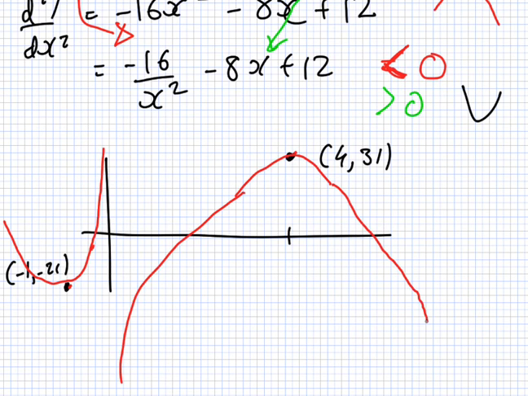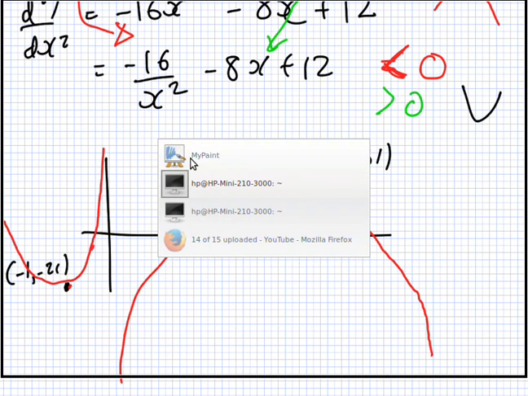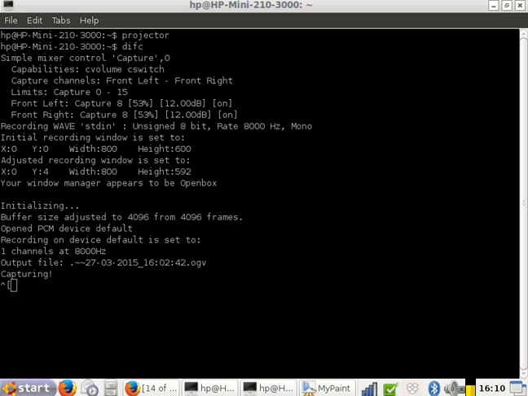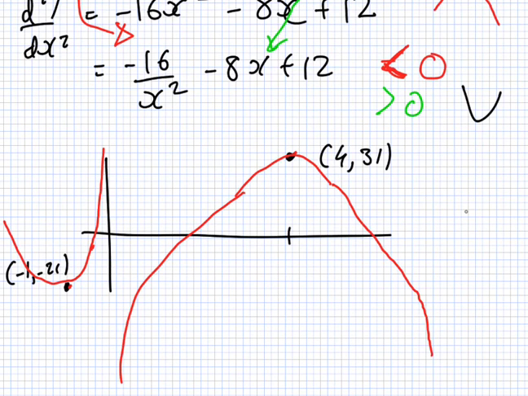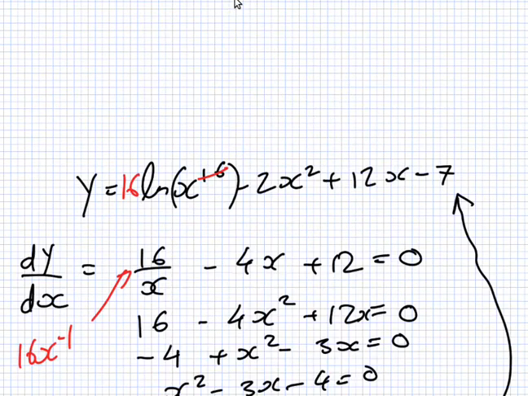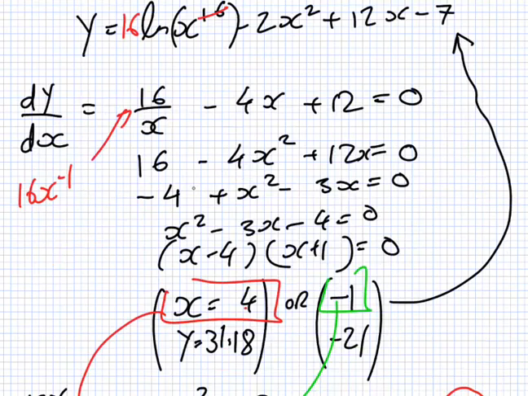Let's have a look at it nicely. What's wrong? They don't connect because, if you go back to the top here, you can't use x as 0 in logs. So they're broken at 0.